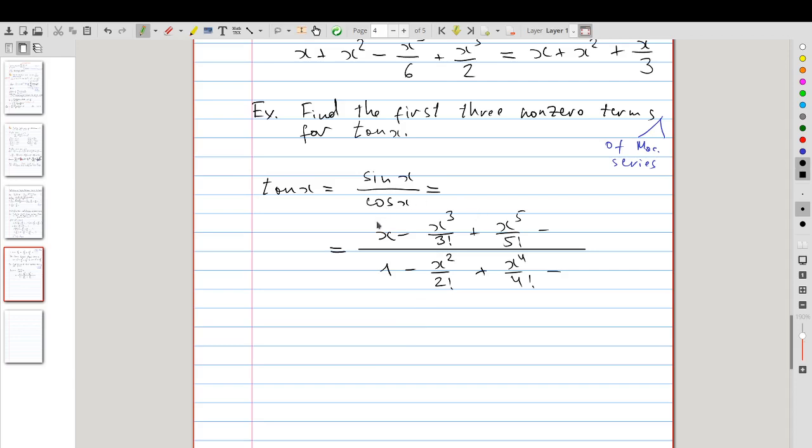So what we will do next is pretty unexpected. We will perform basically long division as if these infinite power series were polynomials.